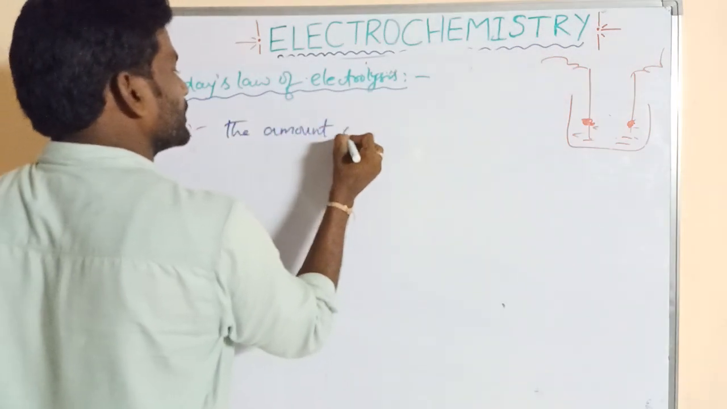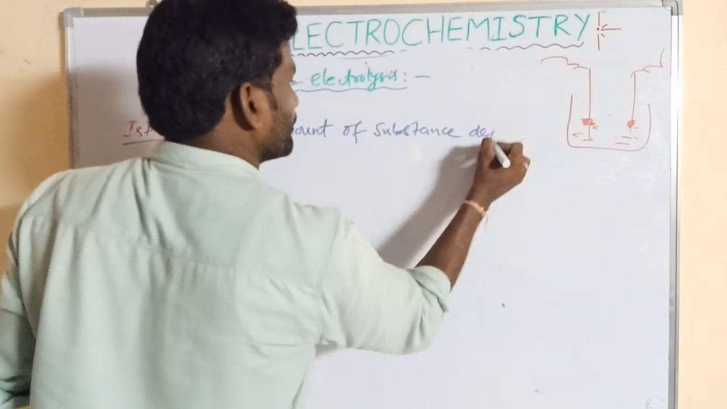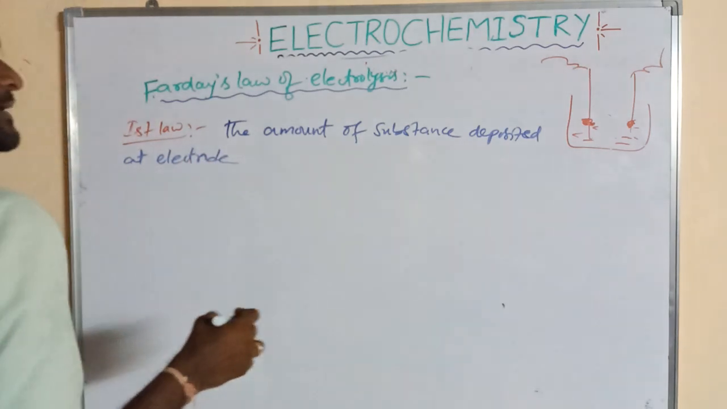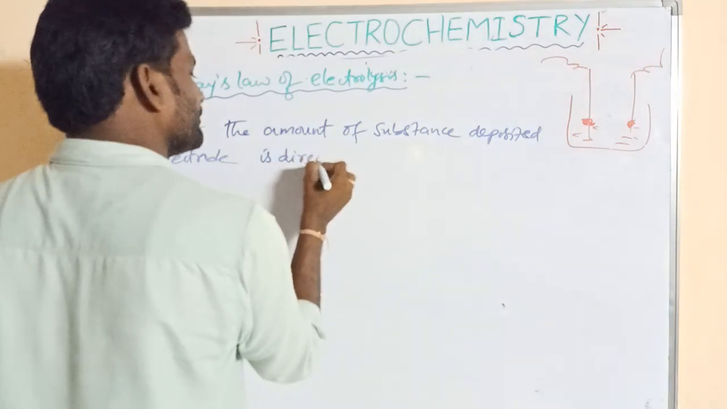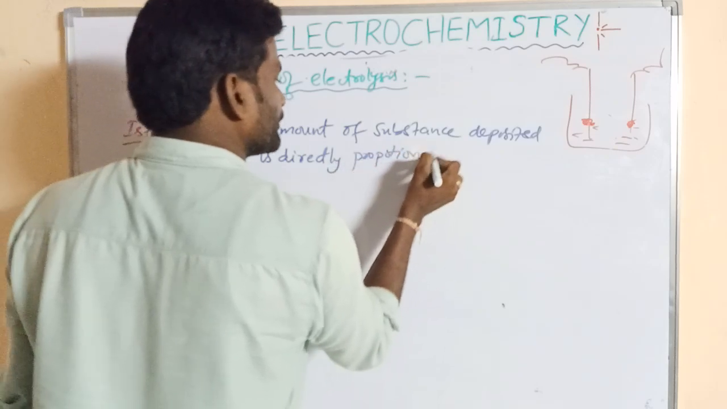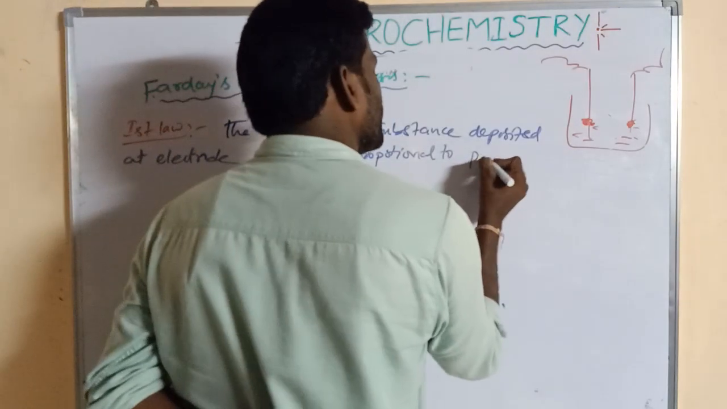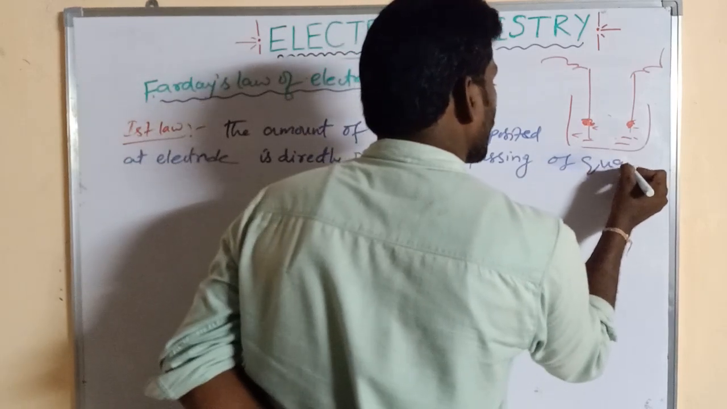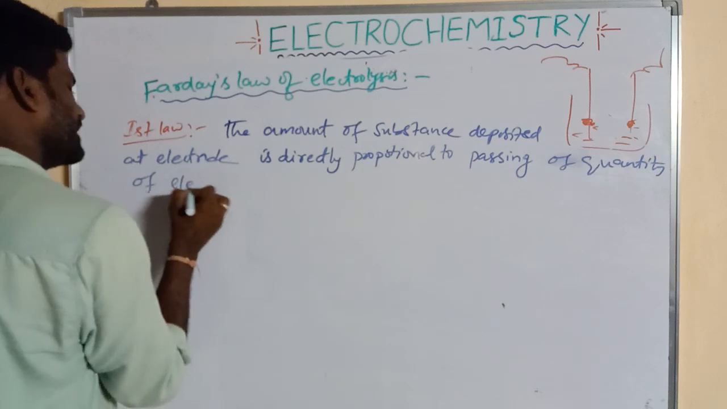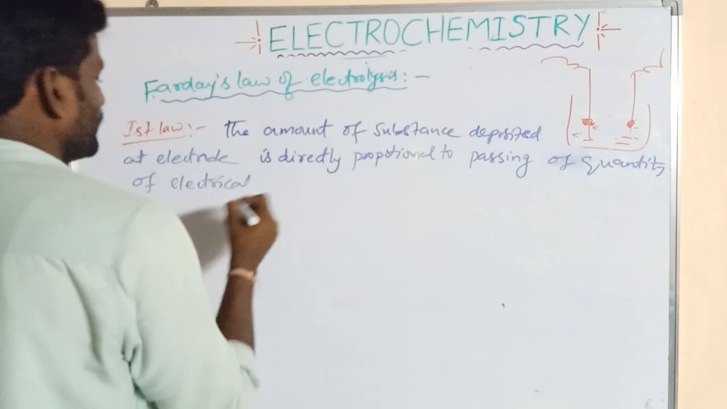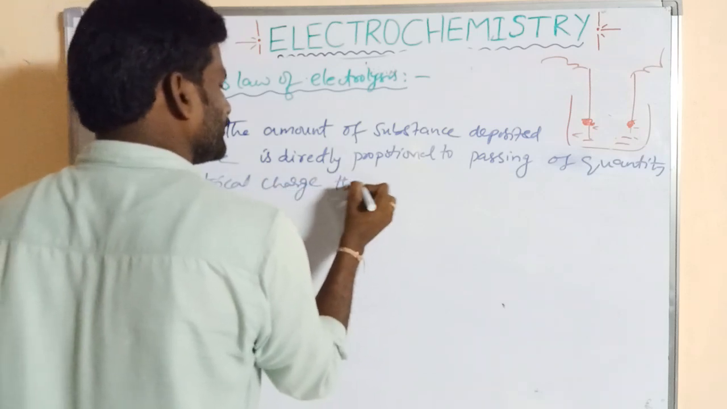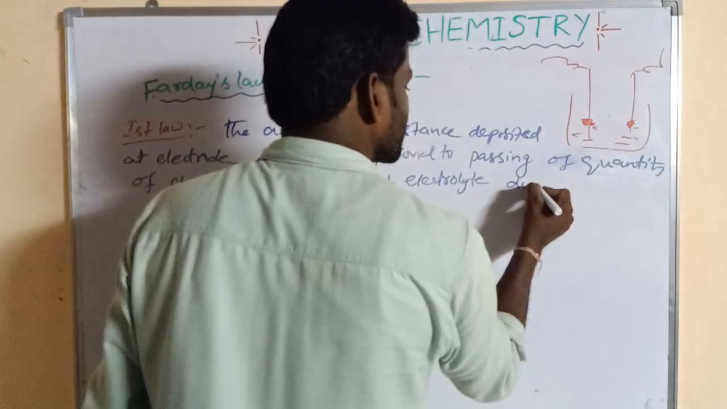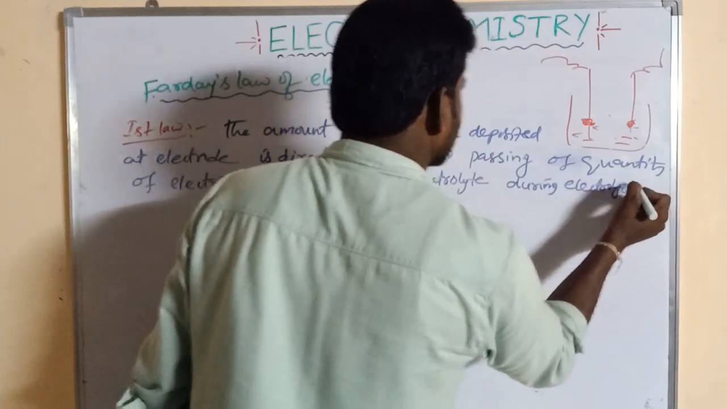The amount of substance deposited at electrodes is directly proportional to the quantity of electrical charge passing through the electrolyte during electrolysis. So this is the definition.